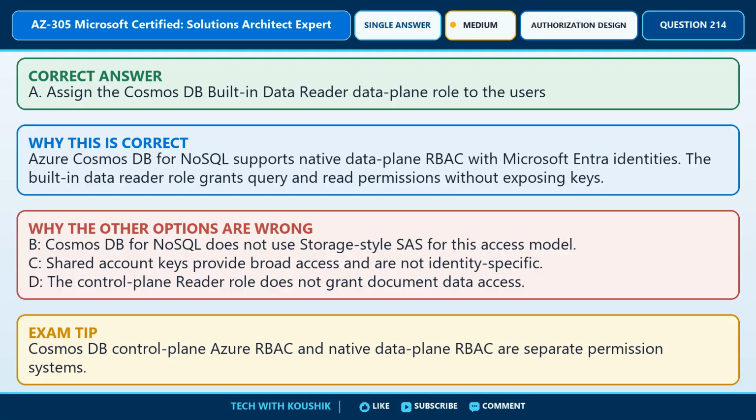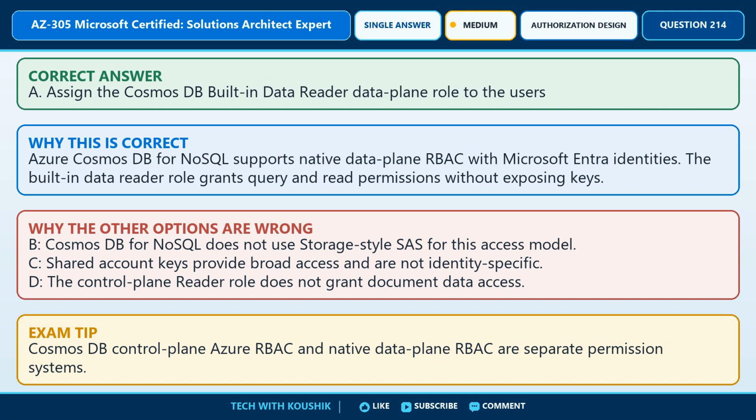The appropriate choice is Option A. Assign the Cosmos DB built-in data reader data plane role to the users. This is correct because Azure Cosmos DB for NoSQL supports native data plane RBAC with Microsoft Entra identities. The built-in data reader role grants query and read permissions without exposing keys.